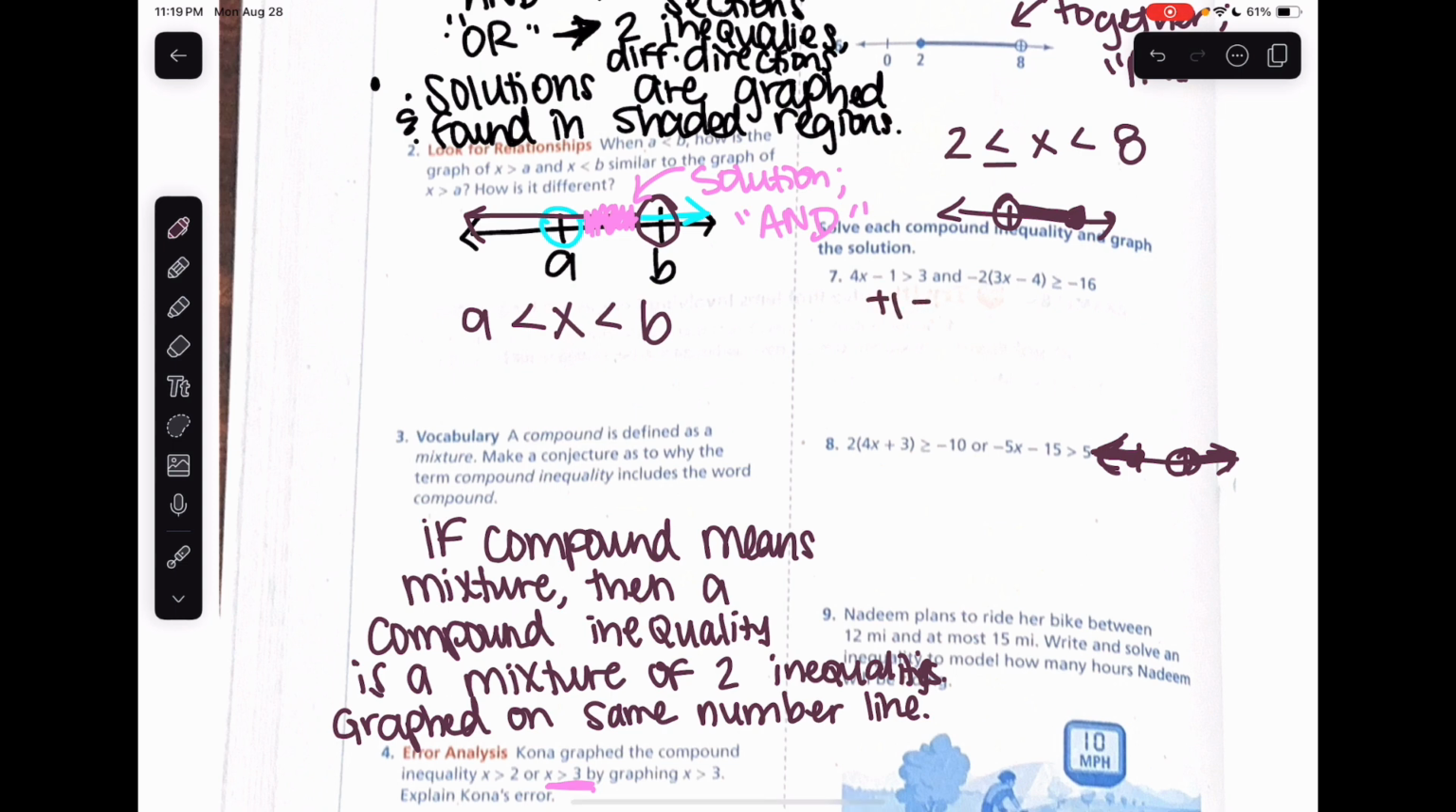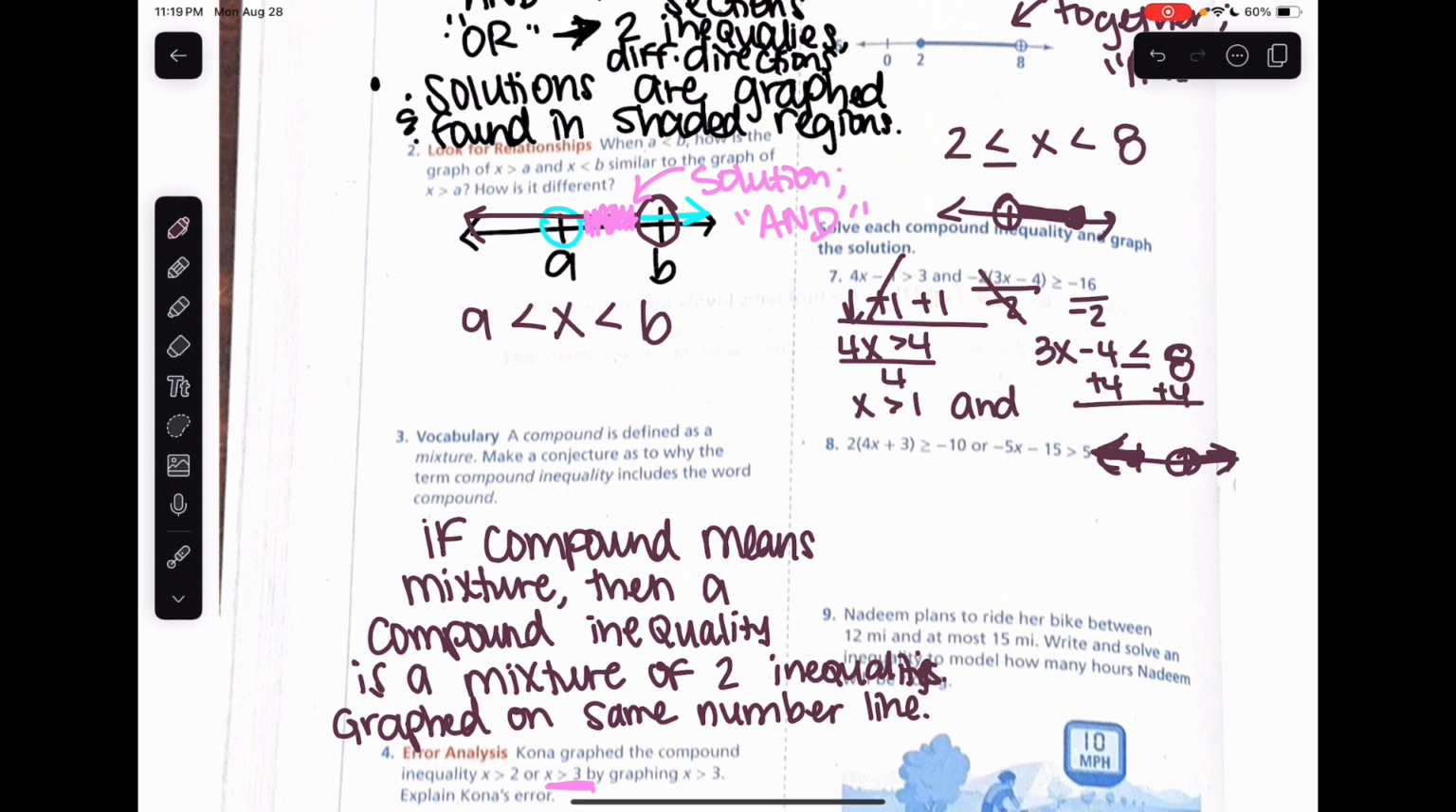So let's add 1 to both sides here and simplify. So I have 4x is greater than 4. Divide everything by 4. X is greater than 1. Got that. And we have, I'm just going to go ahead and divide both sides by -2. Since I'm dividing both sides by -2, I'm going to flip my symbol since I divided by a negative number. And I've got a positive 8 there. I'll add 4 to both sides. I'm going to have 3x is less than or equal to 12 and divide by 3. So x is less than or equal to 4.